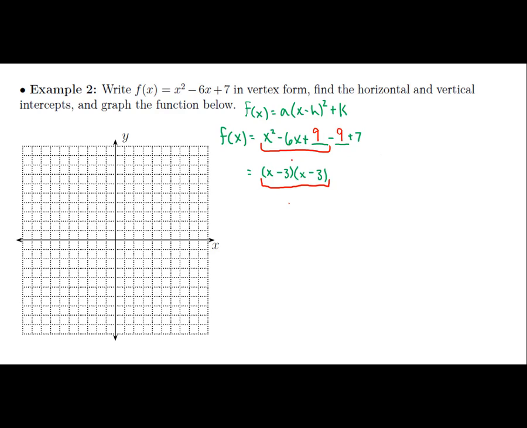So this red piece here turns into all this, and then my minus 9 plus 7 turns into minus 2. So this part right here turns into, oh, my minus sign went away. There we go, minus 2. And with that, I can say that's equal to (x minus 3) squared minus 2. And there is my function in vertex form.